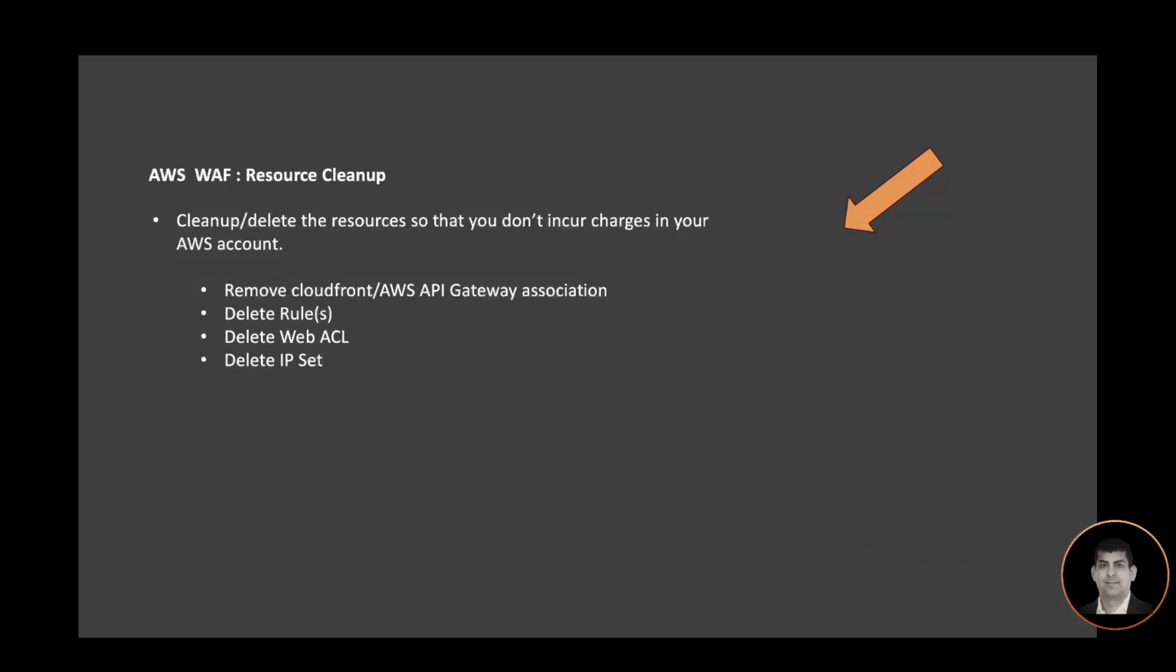So at this point, it's all working, and since it's a workshop, we can clean up the resources so that you don't incur charges in your AWS account. So you can remove the association, delete the rule, delete the ACL, and then delete the IP set. This is just part of the cleanup, just so that these resources are not sitting in the account and incurring the hourly and monthly charges associated with them.